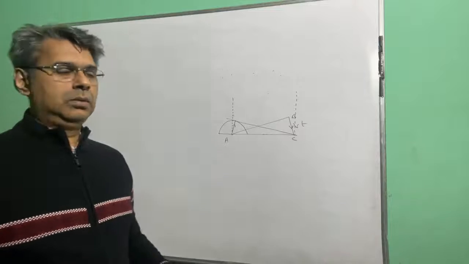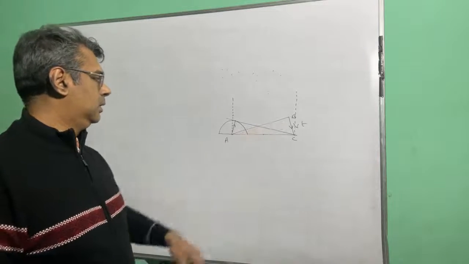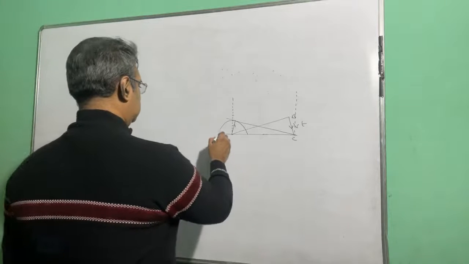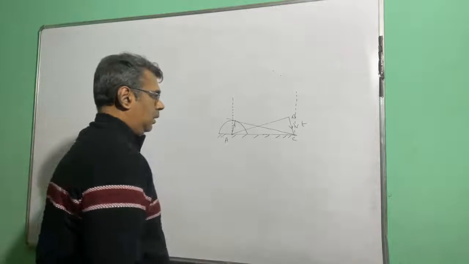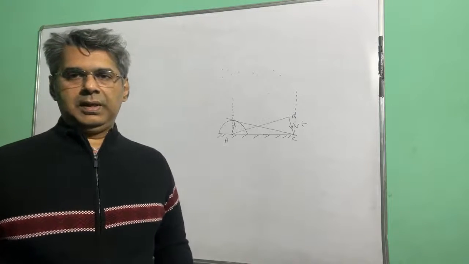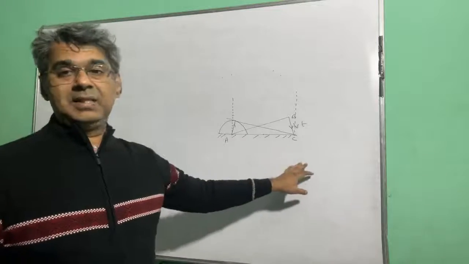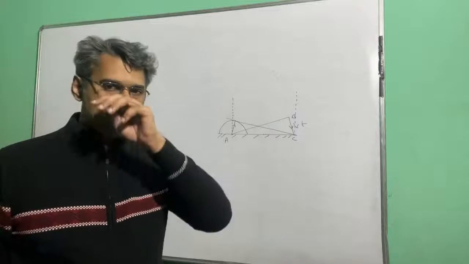Okay, now listen to this carefully. This is a mirror. So basically you're talking about laws of reflection, so there has to be a reflecting surface. So AC is the mirror, so it is the reflecting surface.